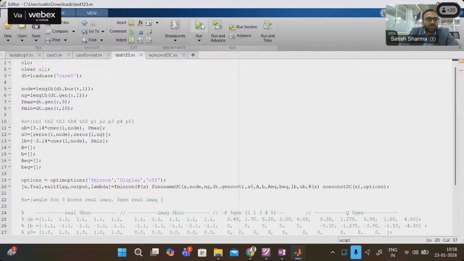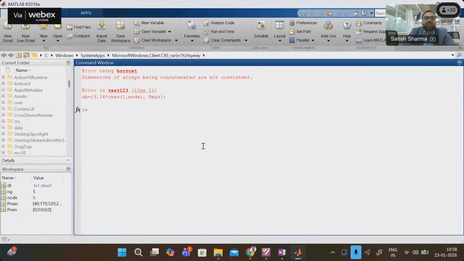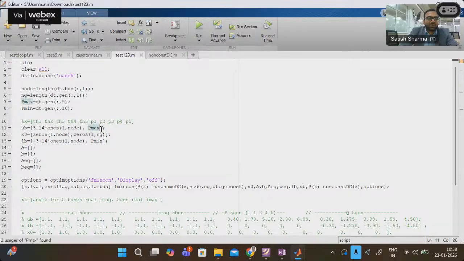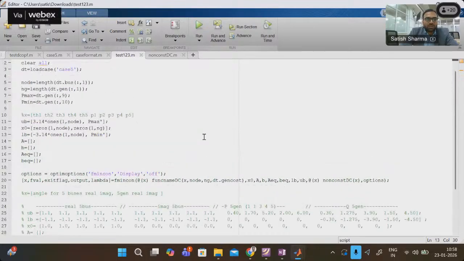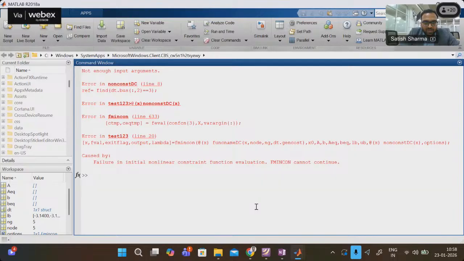If I solve it, some error is coming, and I already explained to you that some error will be there. That error is because this p max is coming as a vertical, and we have to make it a row. So I will place a transpose function here, and let's see if I'm able to solve it. Okay, some error is coming. Where? Line number 8.